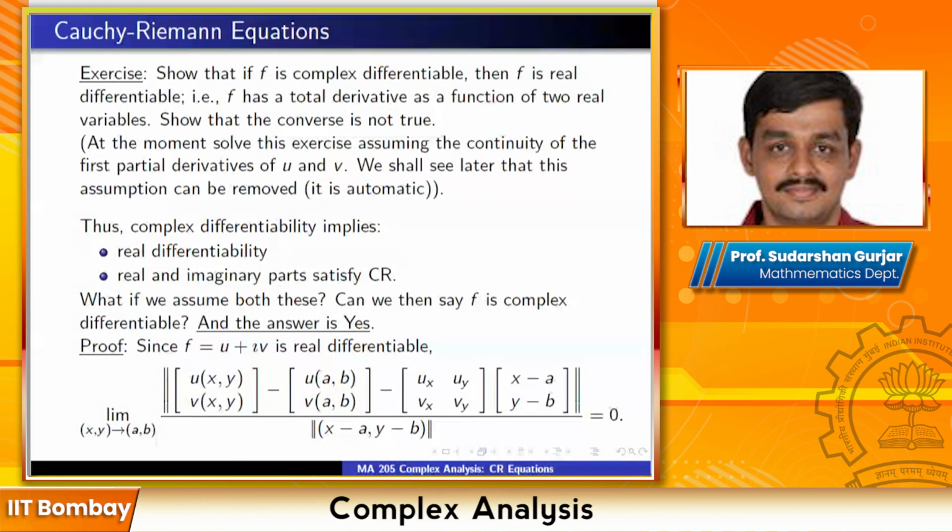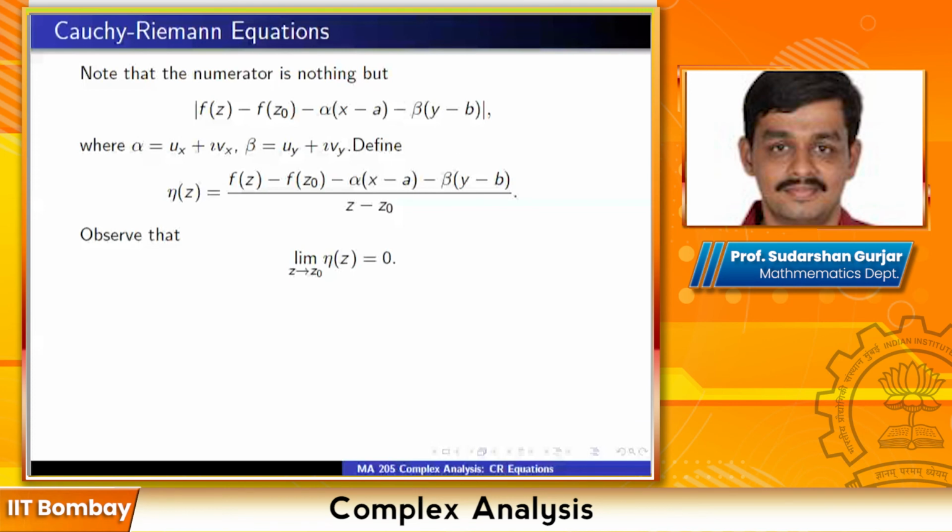I mean, eta z is simply this last line without the norms. So eta of z is this, and observe that eta by hypothesis has the limit of eta z as z tends to z naught equal to 0. Thus, f z minus f z naught is equal to alpha times x minus a plus beta times y minus b plus eta z times z minus z naught, with eta z tending to 0 as z tends to z naught. I'm just cross multiplying and rearranging the terms.